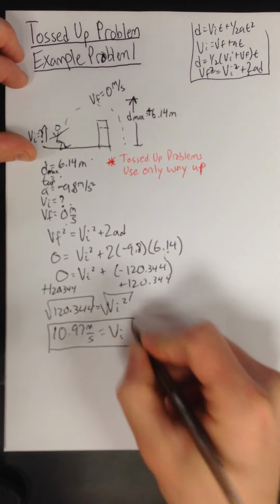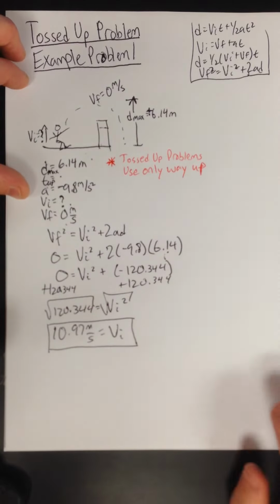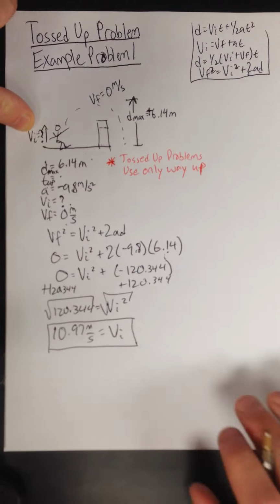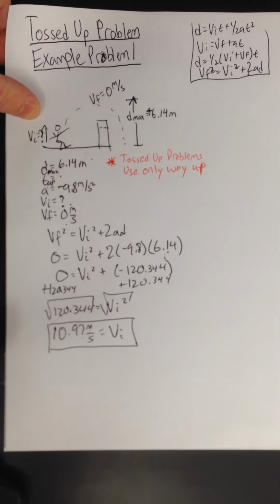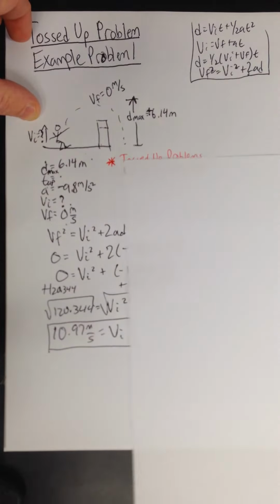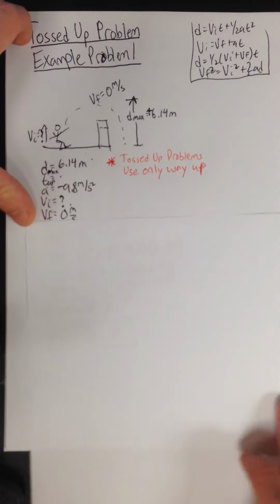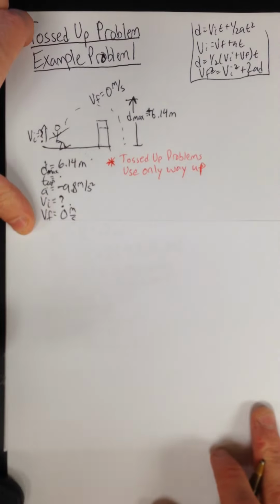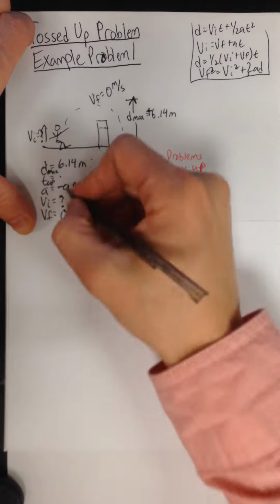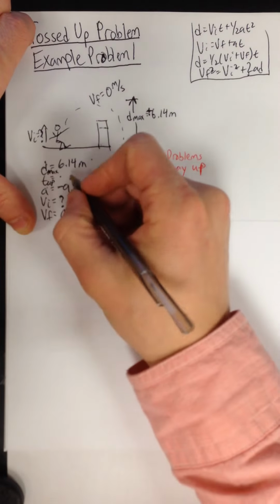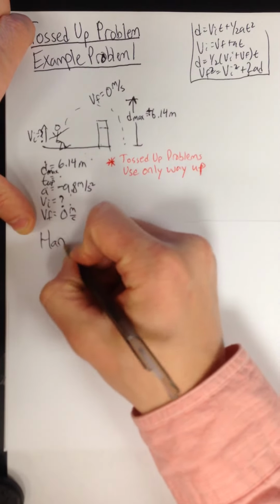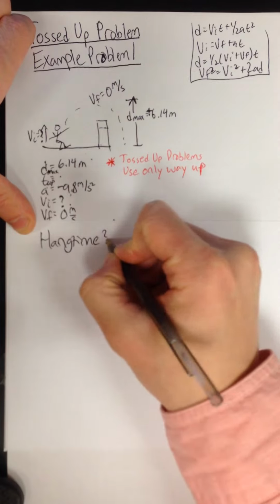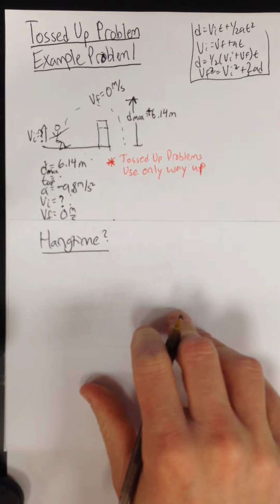He leaves the ground with that velocity, right? Remember, always use the way up for all your variables. So, lastly, we are going to solve for his hang time. That's letter B. What is his hang time?